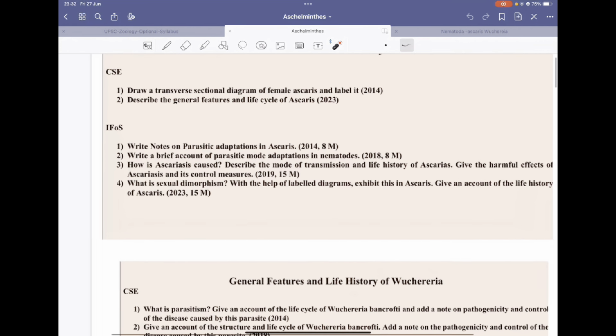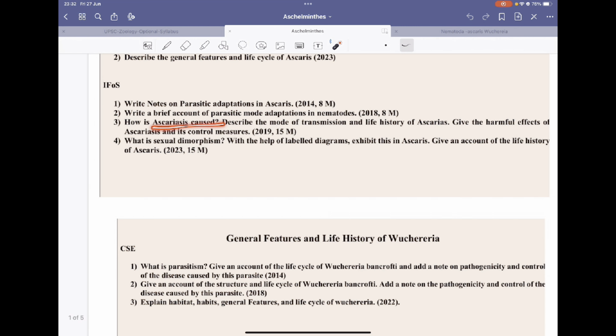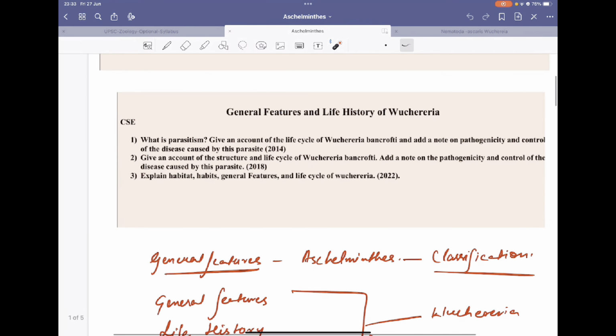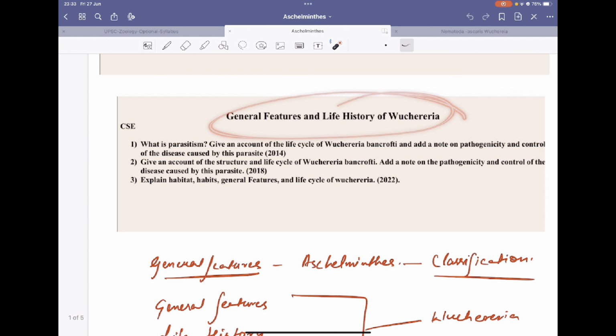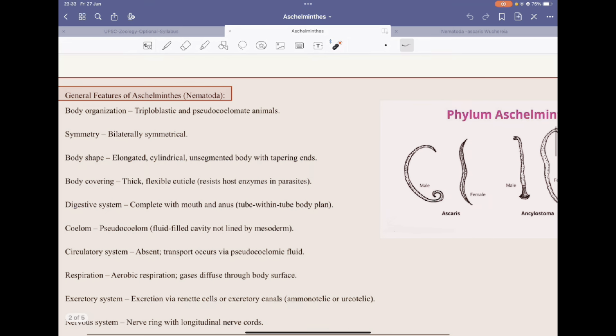If you go through the previous year questions, you will see that the questions are related to the general features, the diagram of female Ascaris and labeling it, and the life cycle, again the parasitic adaptations, parasitic modes of adaptations, ascariasis, the disease caused due to Ascaris, modes of transmission as well as the harmful effects, the sexual dimorphism. Then the questions related to Wuchereria: the life cycle, parasitism. So mainly the questions revolve around these topics. So we will discuss the general features.